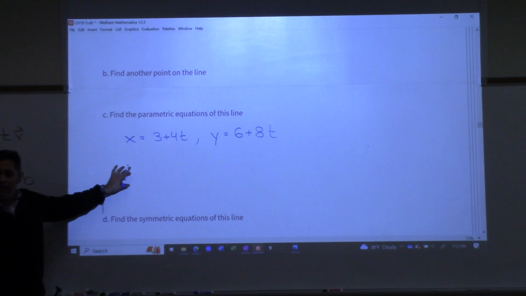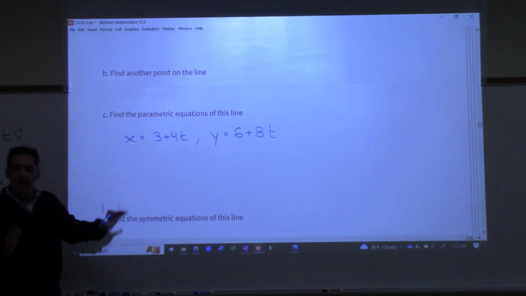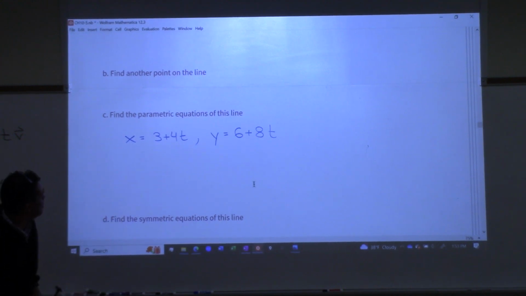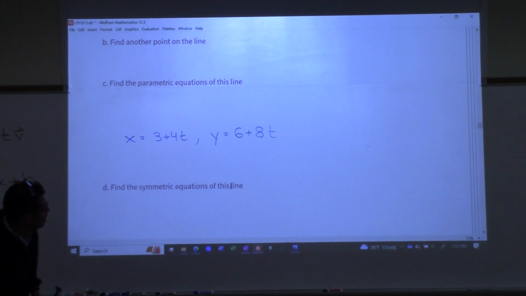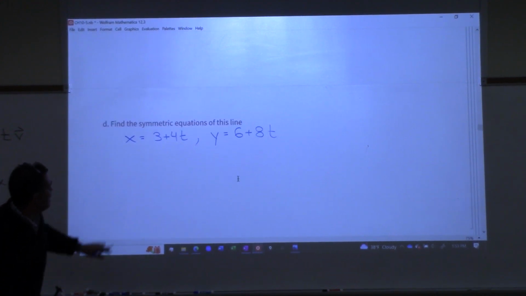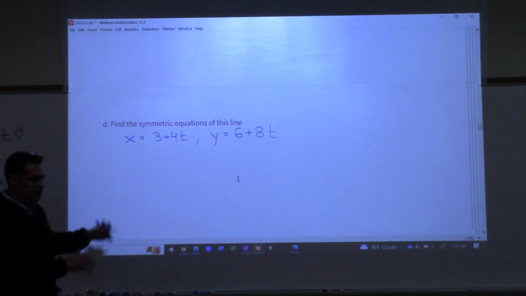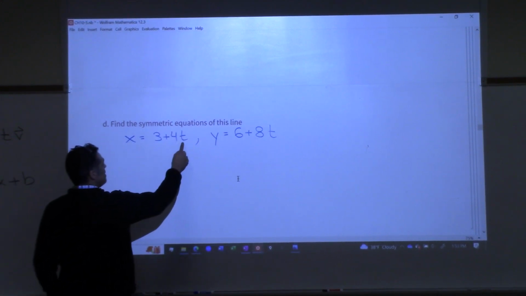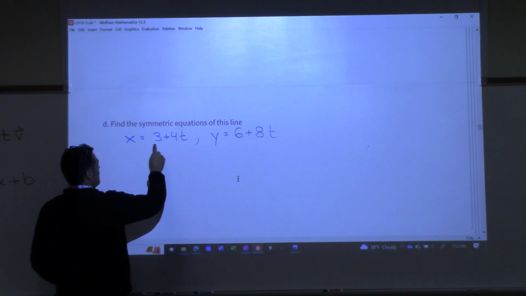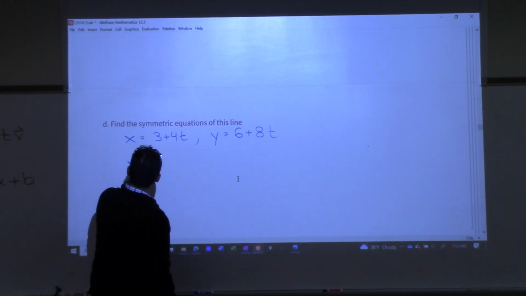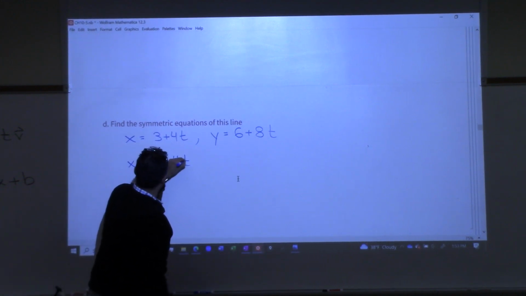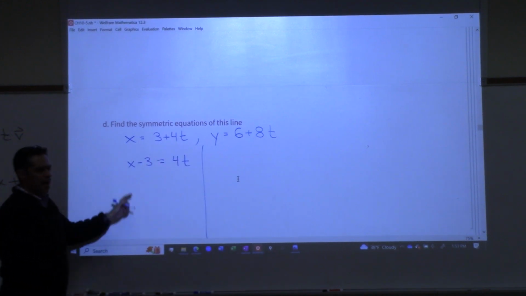All right, so these are the parametrics? Yes. Now we're going to try and get what are called the symmetric equations. And the way to get symmetric equations is to take both of these equations and solve them for t. So let me do it, and then let's see how things go. If I want to isolate t right here, I would first subtract 3 on both sides. I'm going to work with these separately. And then now I would divide both sides by 4, yes?